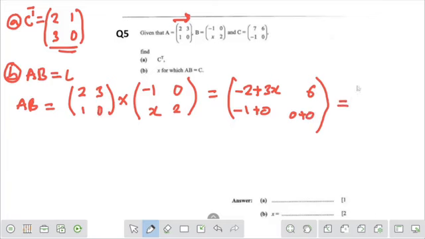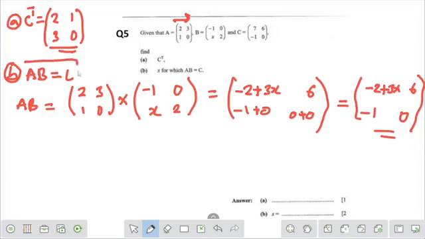So here, let's simplify, we are going to have negative 2 plus 3x. Okay, so we have negative 2 plus 3x, and then we have a 6, then here negative 1 plus 0, it's negative 1, then here we have a 0. This is FB. So now we come back to our question, which is this one.